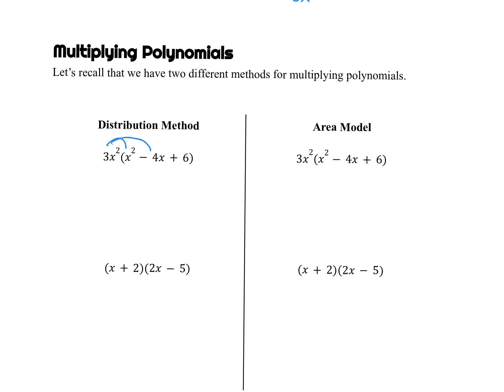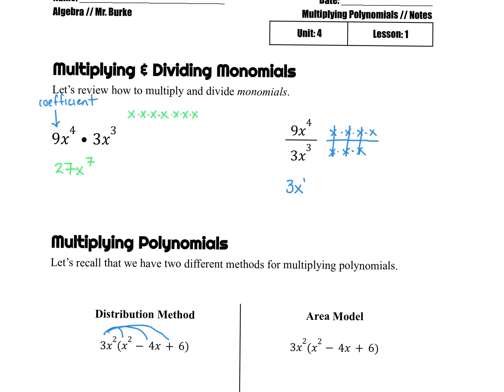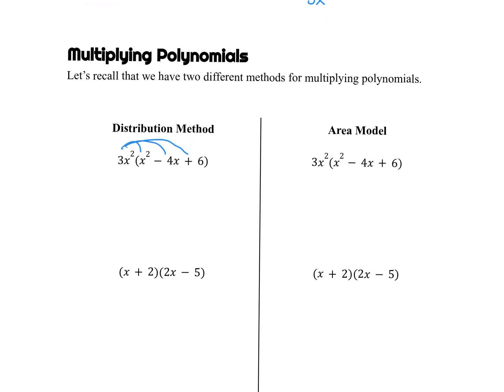Distribution you're familiar with. We are going to distribute this 3x squared through the parentheses. We're going to make sure we multiply it by everything. And now this is three cases of multiplying a monomial times a monomial, which we already did. So 3x squared times x squared is 3x to the fourth. Add your exponents. Minus 3 times 4 is 12. X squared times x to the first is x to the third. And then plus 6 times 3 is 18, and then the x squared just comes along because there's nothing to multiply it with.